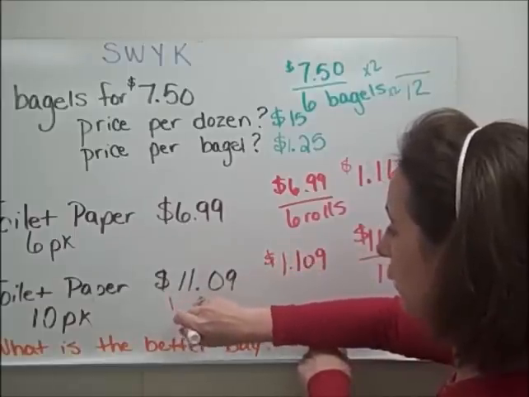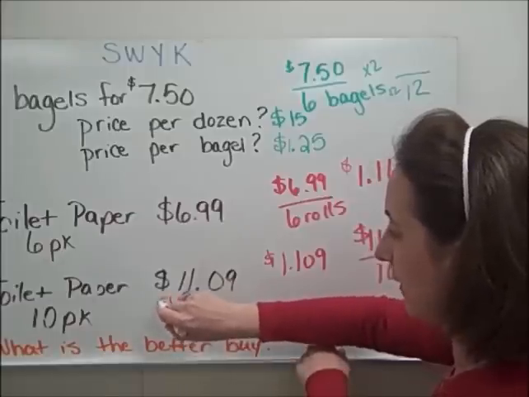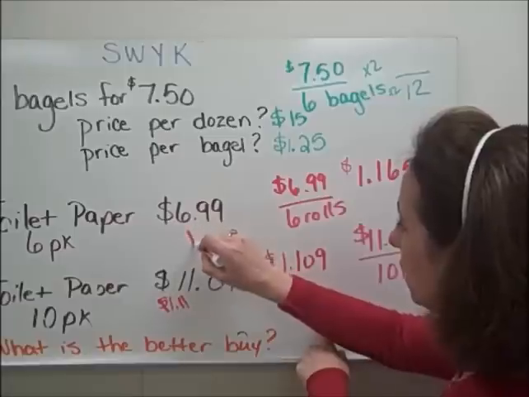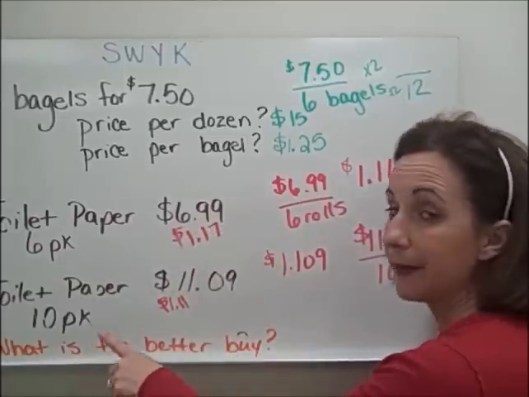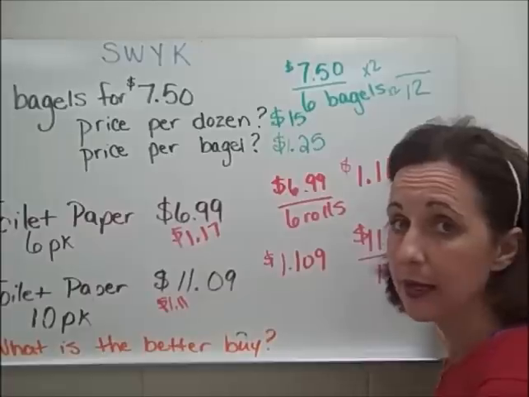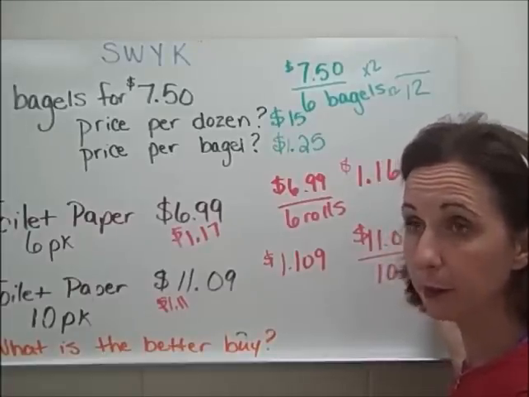So this one you could get for about 111 per roll, and this one you could get for about 117 per roll. And so you're seeing that the 10-pack of toilet paper is the better buy because it has the cheapest price per roll.